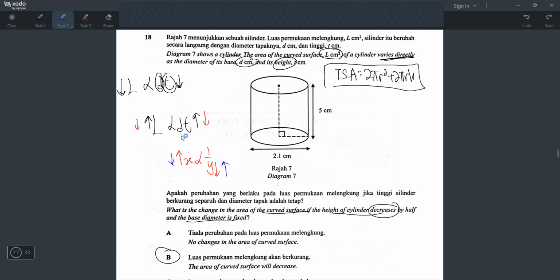Kalau satu turun, satu naik. Kalau dia varies inversely. But kalau varies directly, dia akan ikut. Kalau satu side increase, dia pun increase. Kalau decrease, dia pun decrease. So the answer is B. Actually, you just fikir logic pun you tahu, right?